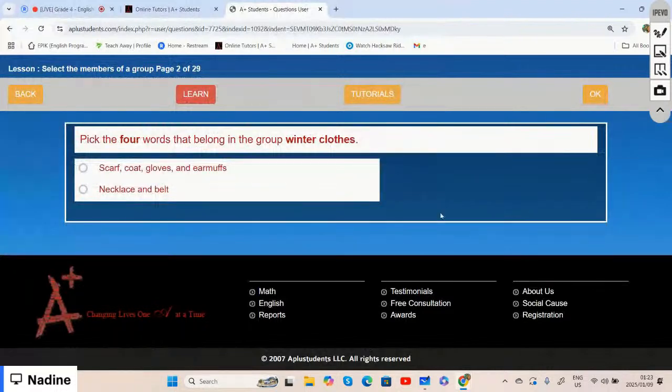We need to pick four words that belong in the group of winter clothes. Winter clothes. It says option one, scarf, coat, gloves, and earmuffs, or option two, necklace and belt. We need to choose four words, option one or option two, that belong in the group which is winter clothes. Is it option one or option two? I was giving everybody a chance to answer.